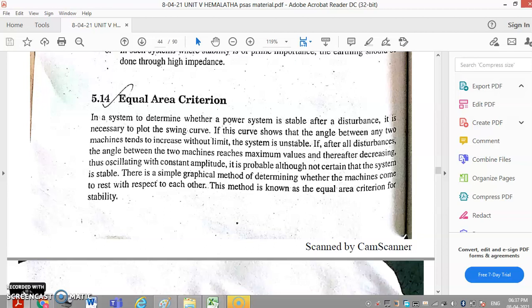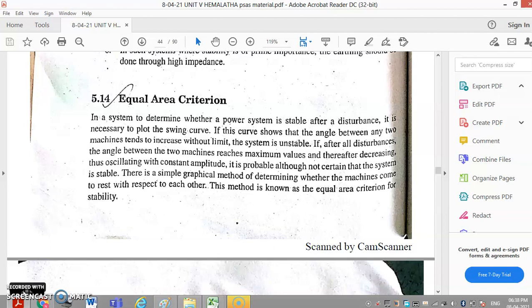If this curve shows that the angle between any two machines tends to increase without limit, the system is unstable. A power system consists of several machines, right? If after all disturbances the angle between the two machines reaches a maximum value and thereafter decreases, oscillating with constant amplitude, it is probable, although not certain, that the system is stable.